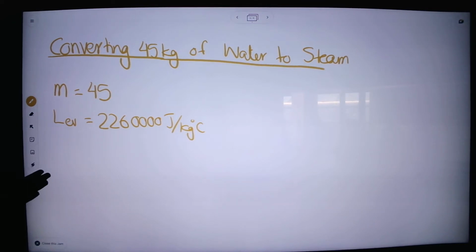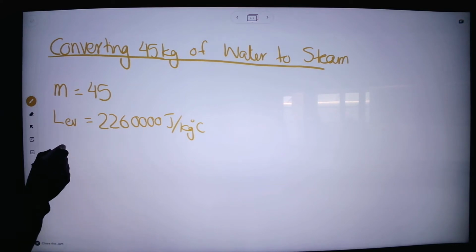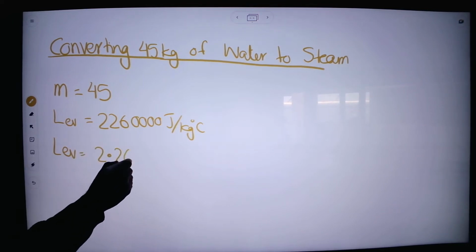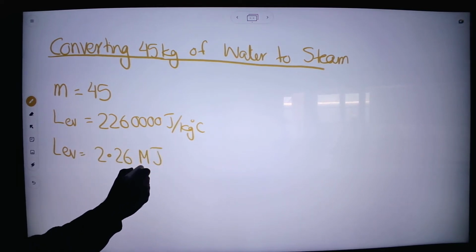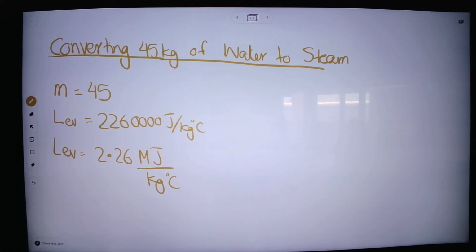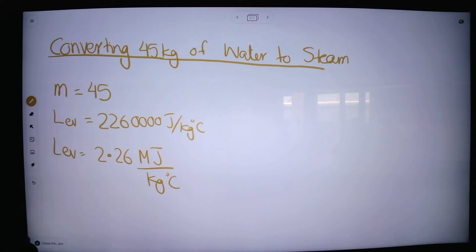I can convert that into megajoules as well if I want to: 2.26 megajoules per kilogram. Oh, you mean that one, L? I don't understand how that's fitting into this equation. Now we're moving from liquid to steam. Yes, so the value for steam was that 226, wasn't it?